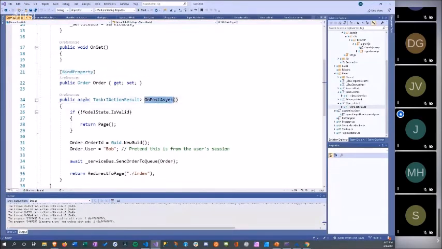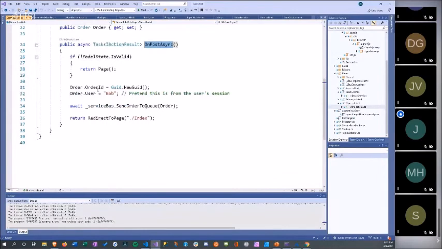We have on post, so when this form is posted, it validates, takes the order model, adds a GUID to it so we can keep it nice and unique, adds a user, which we can pretend is from the user session, but this is demo code, so it's not. And then we are sending it to this service bus handler.